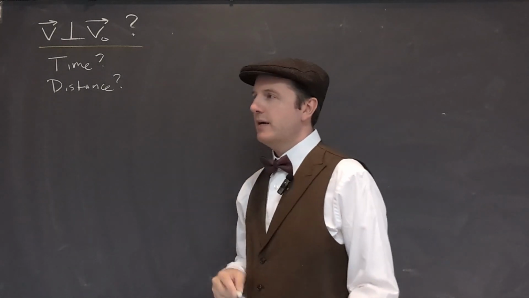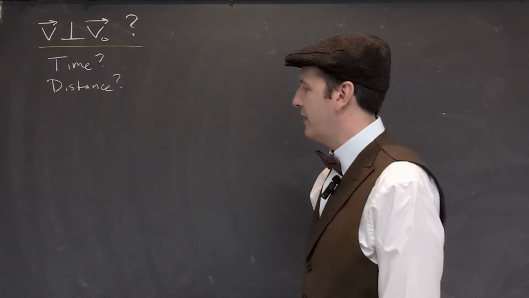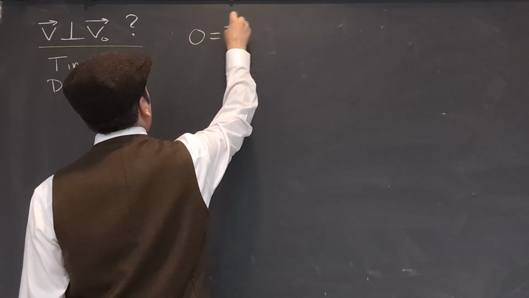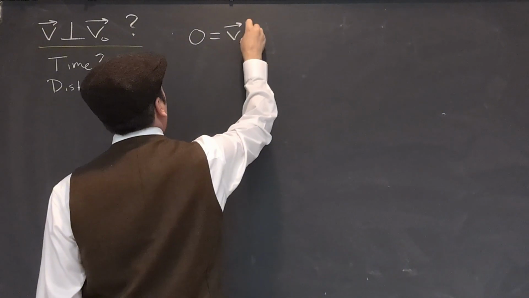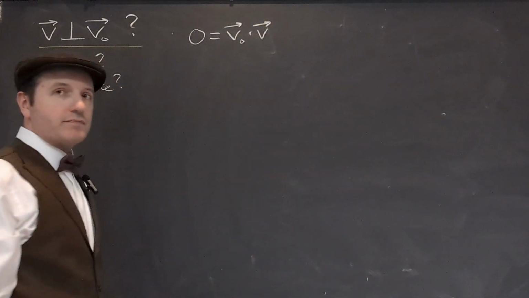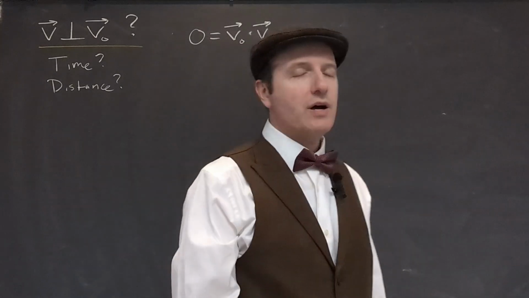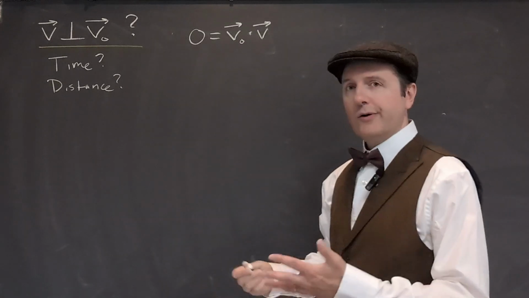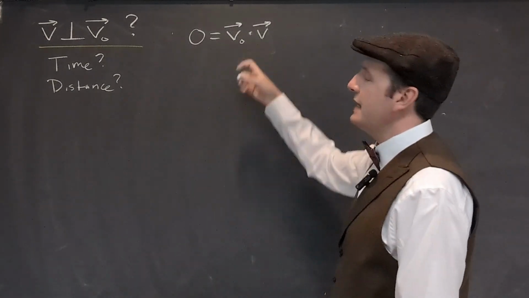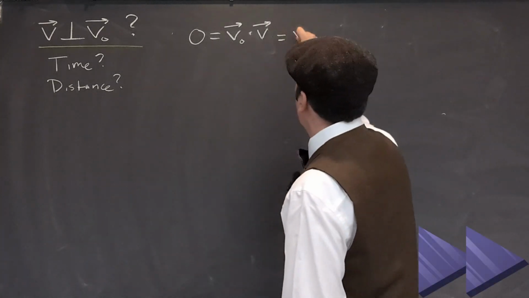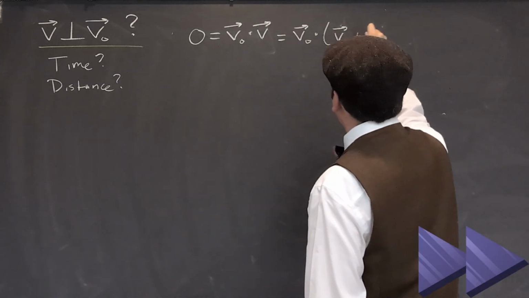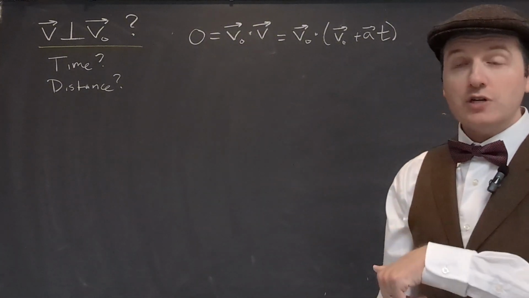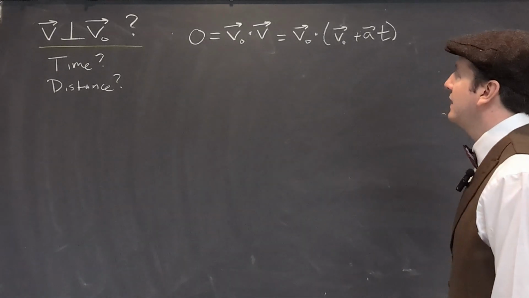So let's go ahead and use some vector geometry to work this out. I'm going to start by setting 0 equal to the dot product of v naught and v. That's what it means for two vectors to be orthogonal. Their dot product should be 0. Now v naught is some fixed vector. Okay, we'll probably have to figure that out. V, however, is given kinematically. Where here a is the acceleration vector, and of course we know that that's g in the negative vertical direction.